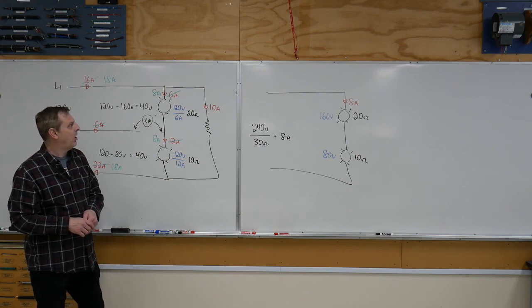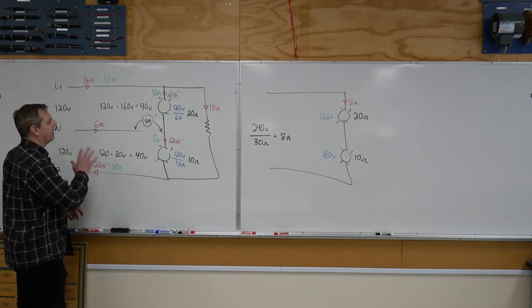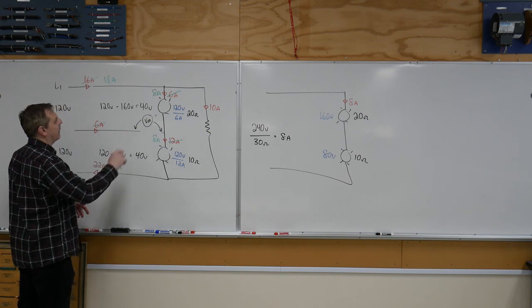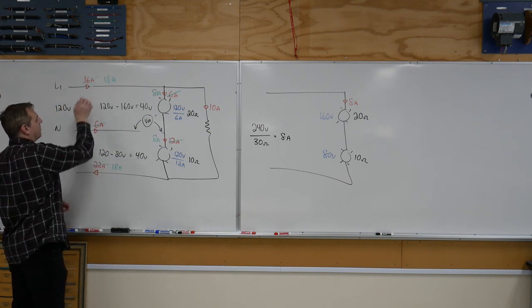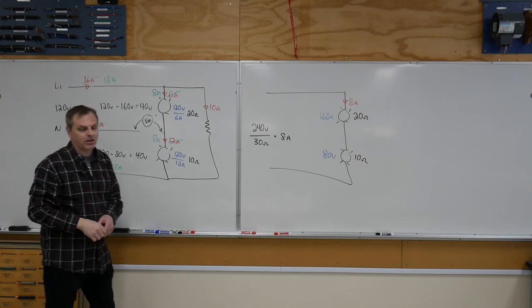In the next video we'll talk about what happens if we had a balanced or an unbalanced circuit, but then we lost one of the line conductors, and the results of that.